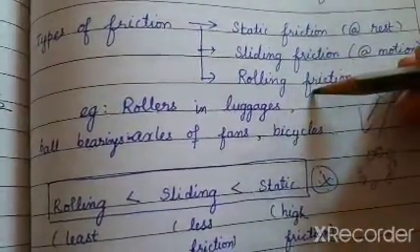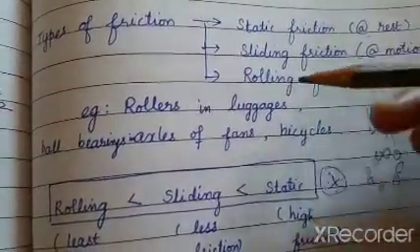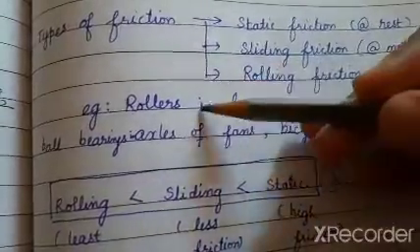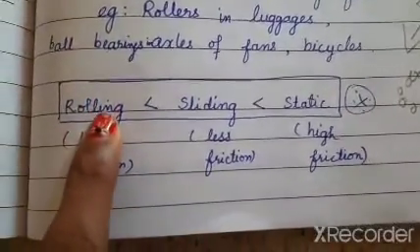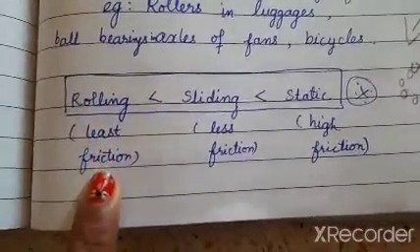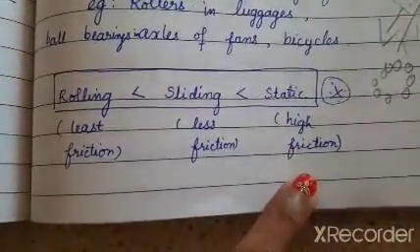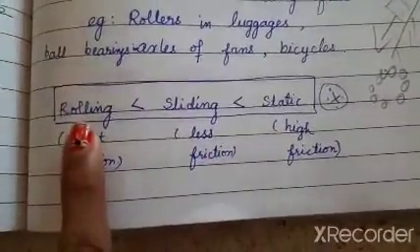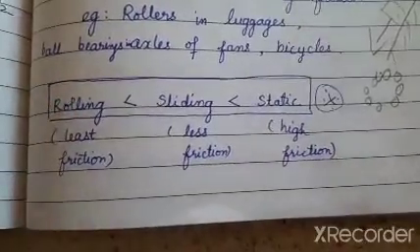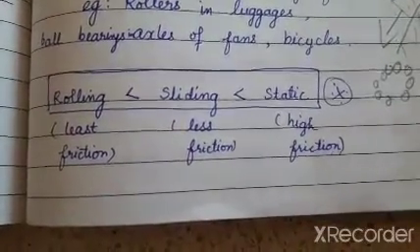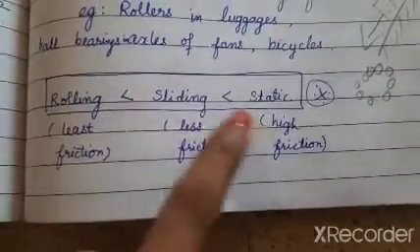The alternative to your sliding friction is your rolling friction. It is much easier for an object to move when fitted with rollers. So that is why I have written here as a comparison, rolling friction will have the least friction, sliding will have the less friction, and static has the highest friction. So which is the difficult of the three types is static. Which is the easiest one is the rolling. So which type of friction we do prefer? That is the rolling friction. That's why I gave it as a comparison.